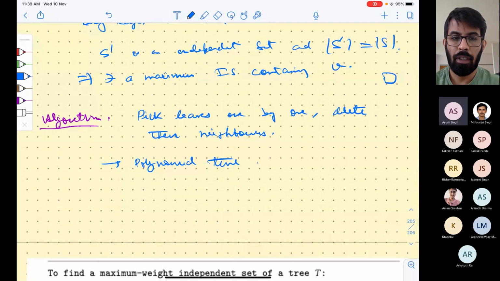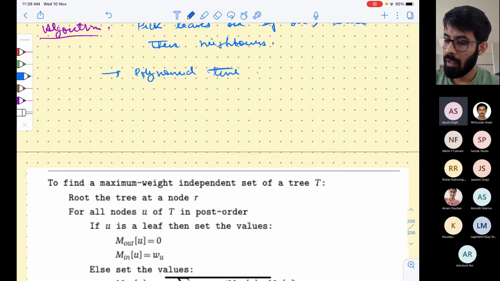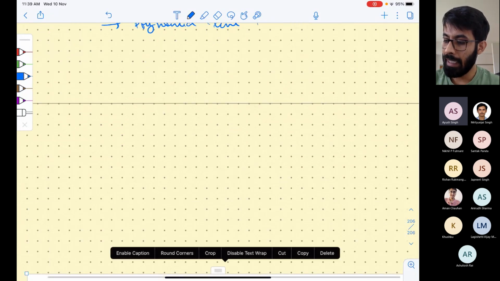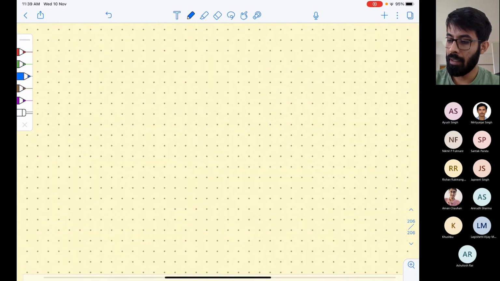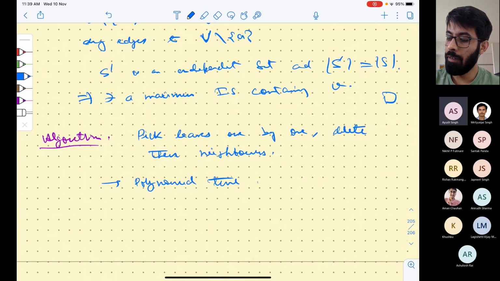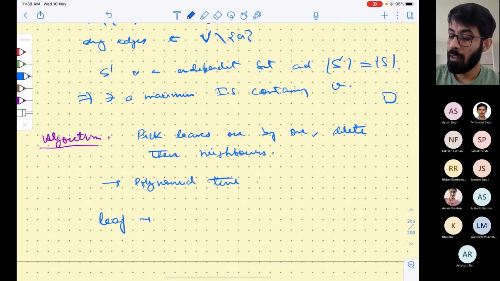Shouldn't it be isolated vertices as well as leaves? Yes, that's correct. A leaf is a vertex of degree less than or equal to 1.